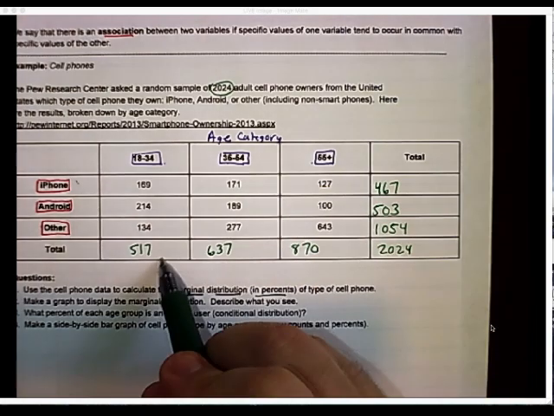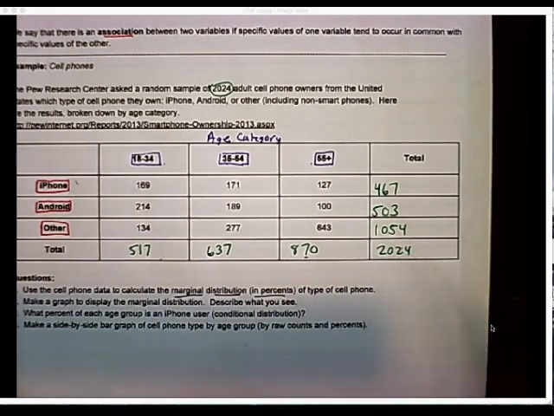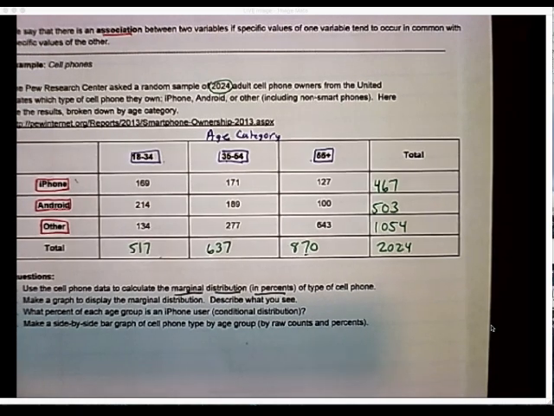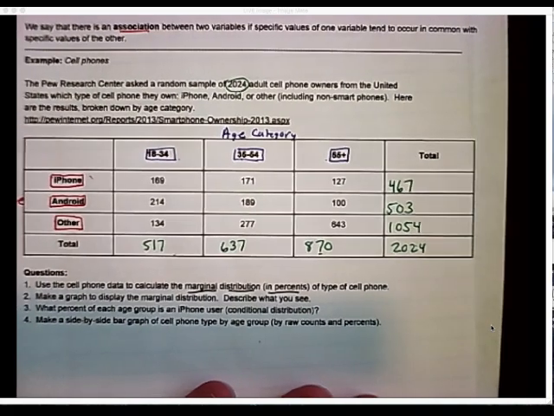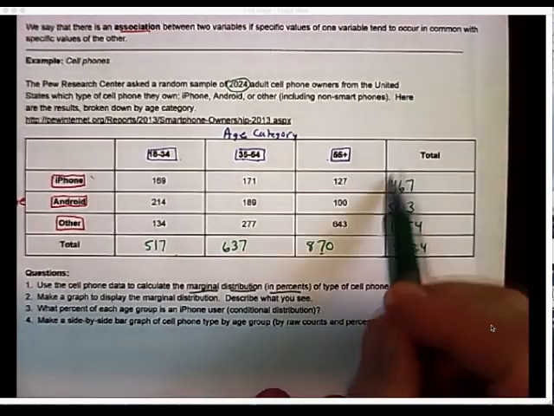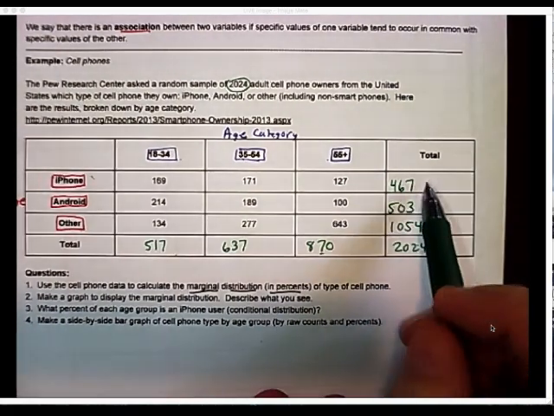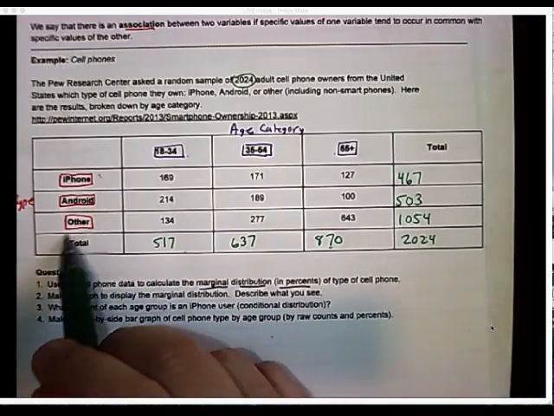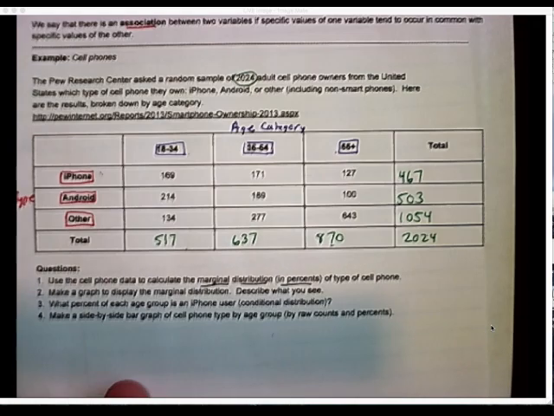Now if I add these three numbers across, it should also equal 2024. Let's make sure. 517 plus 637 plus 870, and it does indeed give me 2024. So I feel pretty good about that. So what I've done, I've added things in the margin of the two-way table. All right, this information is in the right margin, and this information is in the bottom margin.